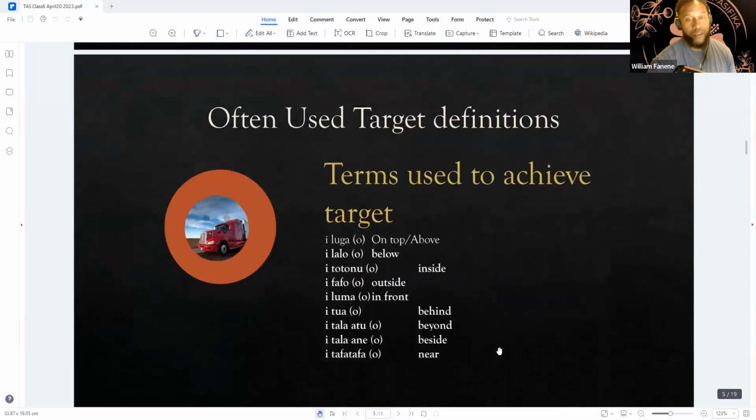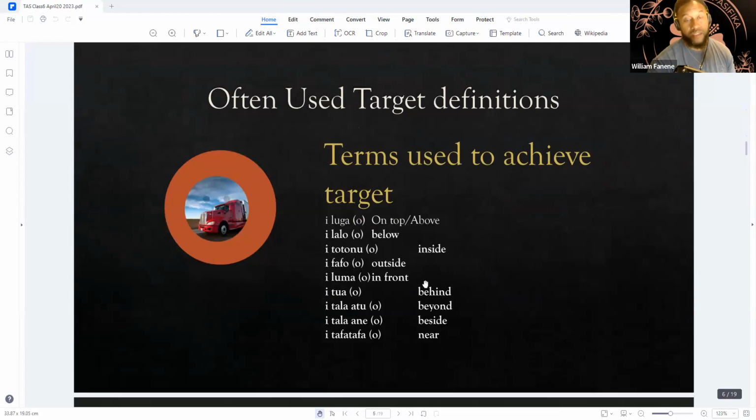All right. I'm pretty sure you guys have probably heard things like this. Ilunga o. So that's our preposition. All of these are leading into a location. Okay. Ilunga, and remember how we introduced our subjects, our nouns, ole tavale, ole tama, ole teine, ole fale. So ilunga ole fale, on top of the house, okay? Ilalo ole fale, below the house.